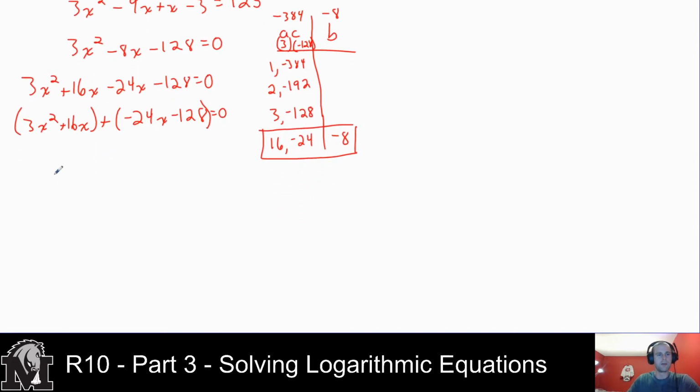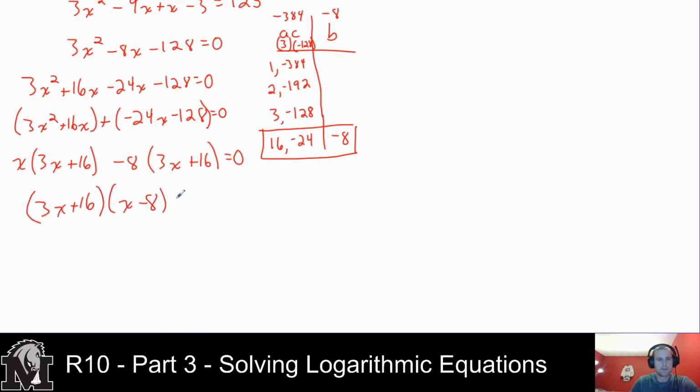Then I'm going to remove any common factors that we have. So in our first set of brackets, we just have an x in common, which leaves us with 3x plus 16. And in the next set of brackets, we have a -8 in common, which leaves us with 3x plus 16. So there's a 3x plus 16 in both terms.